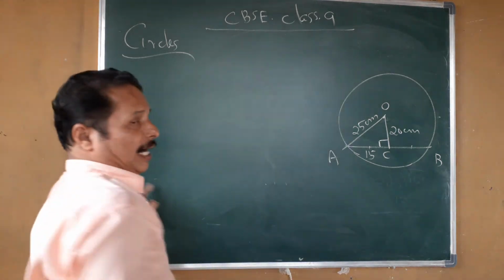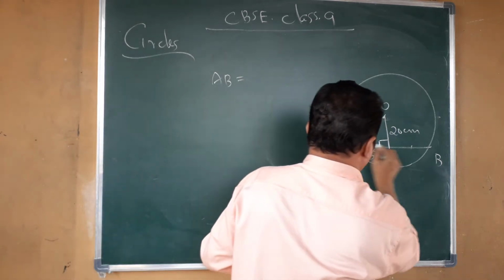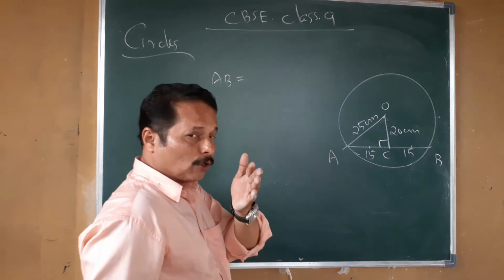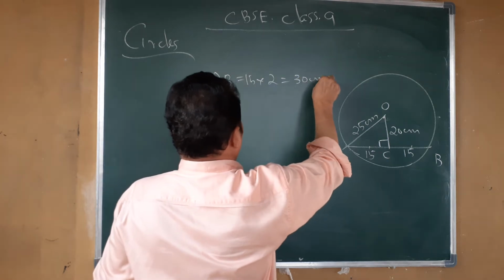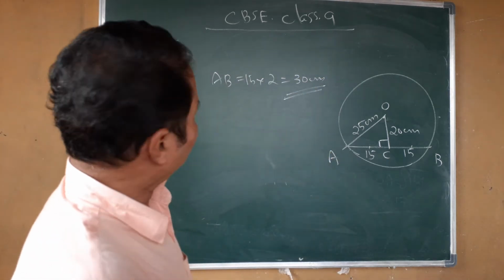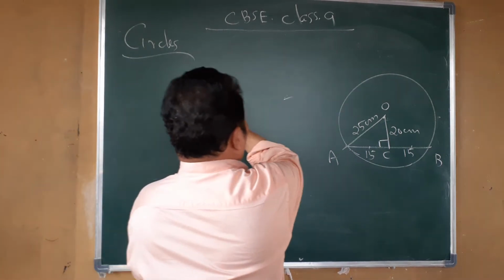Our question is to find the length of chord AB. If AC is 15, BC is also 15, you studied that. AB is 15 into 2, that's equal to 30 centimeter. Is it clear? Okay. Another one.